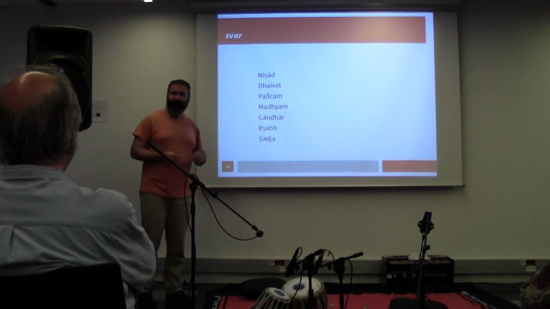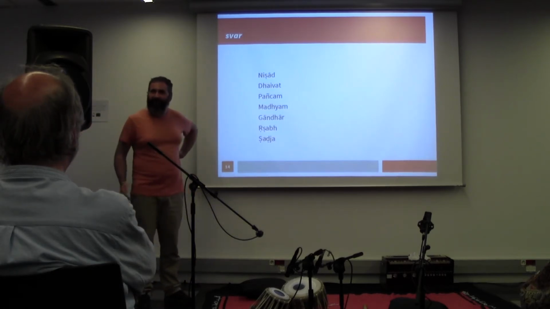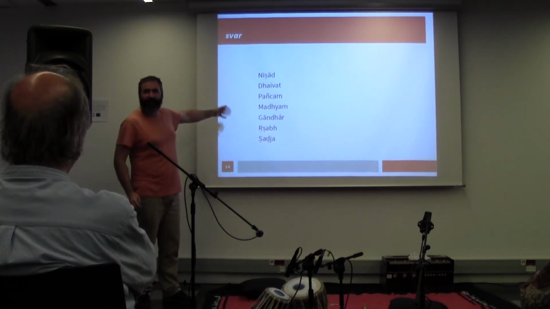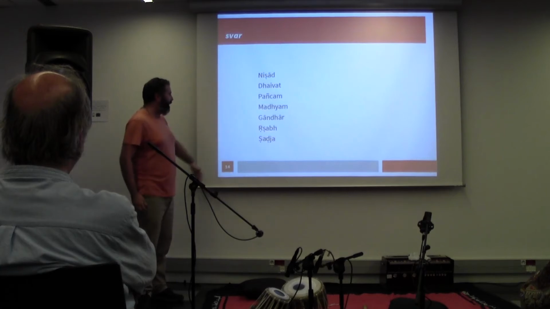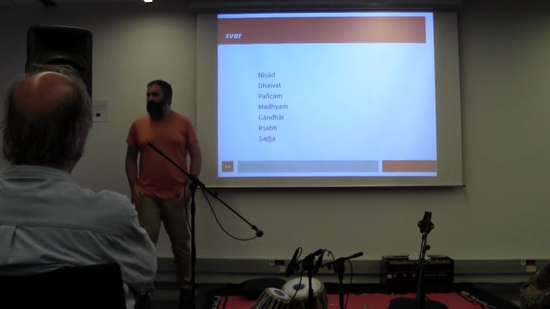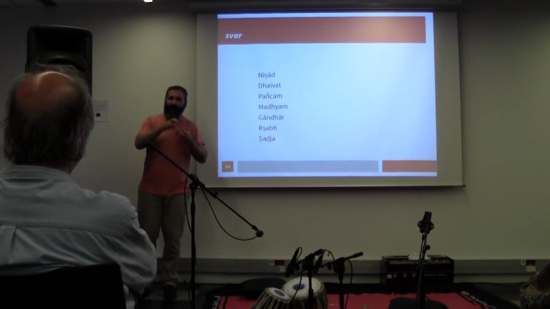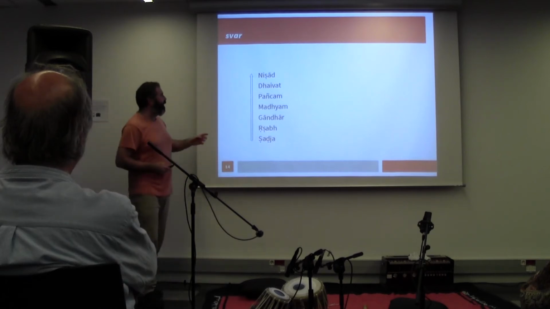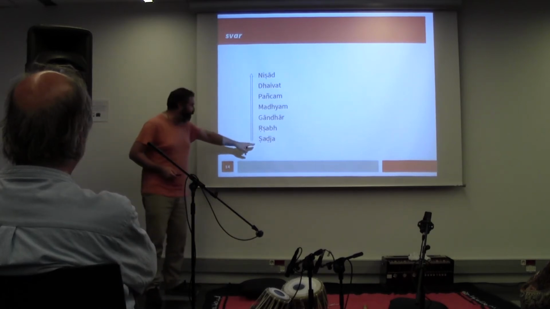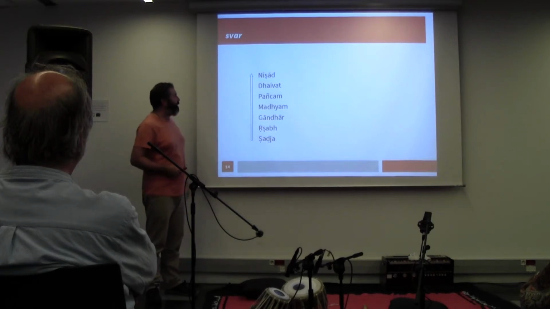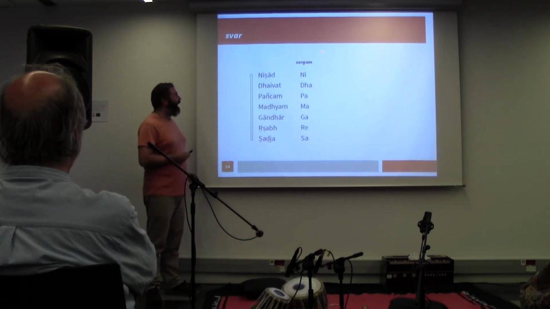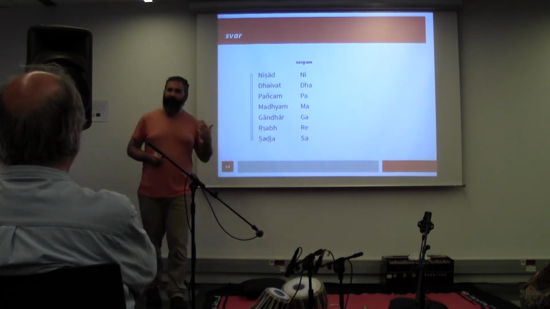So rags in Indian classical music are composed of these 7 swars. These are the 7 swars that each of them has a name: Shadja, Rishabh, Gandhar, Madhyam, Pancham, Dhaivat, and Nishad. And there's a short form of them that forms this sargam that is similar to our concept of solfege.